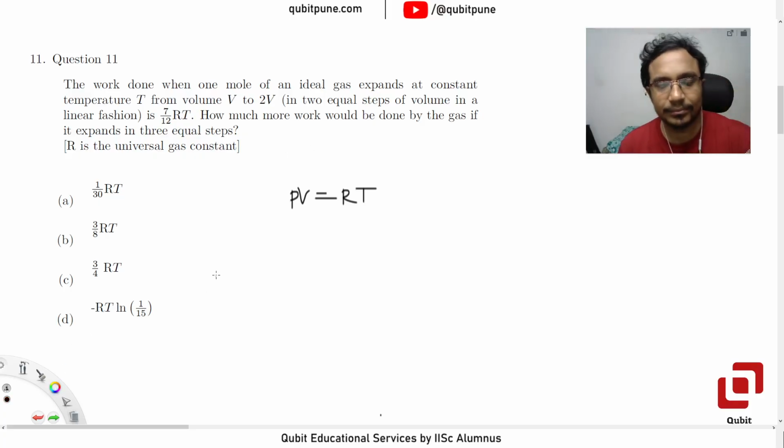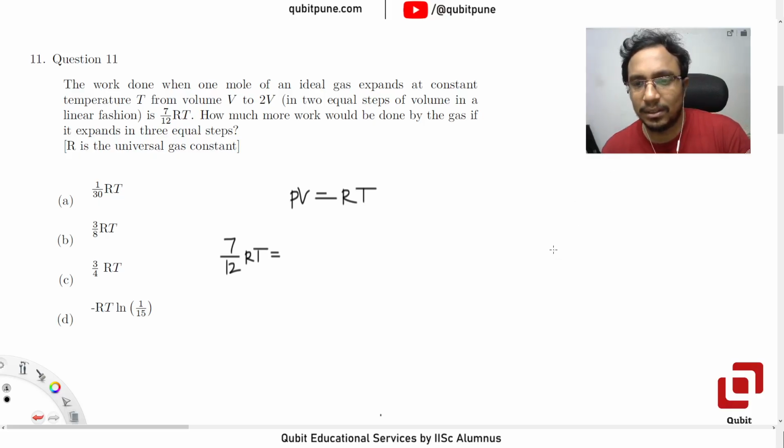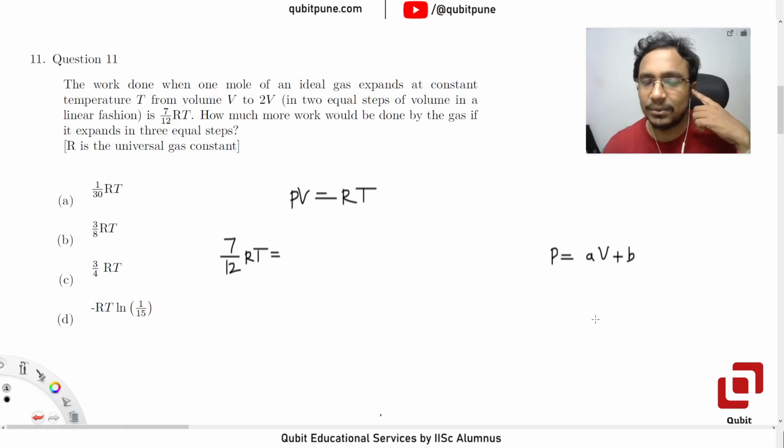Okay. So basically, this 7 by 12 RT consists of something. I'm not really sure what they mean by that, but can we call it AV plus P? We'll try it, because if a rational number is coming here, then I think the ln part should not come, isn't it? We'll see if that works.